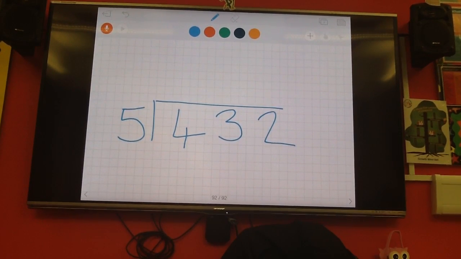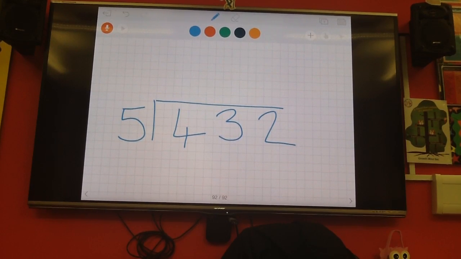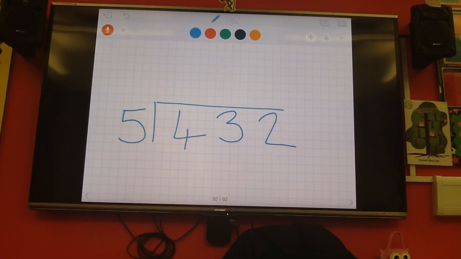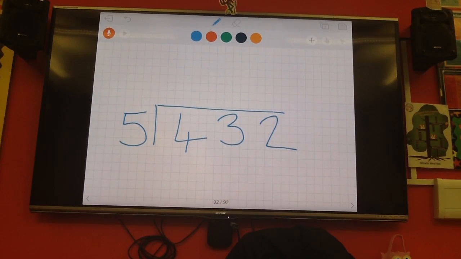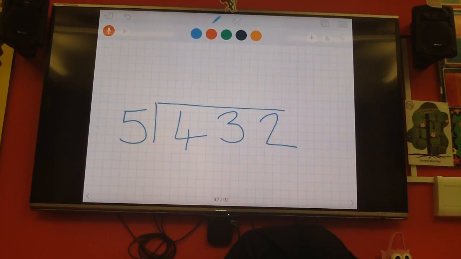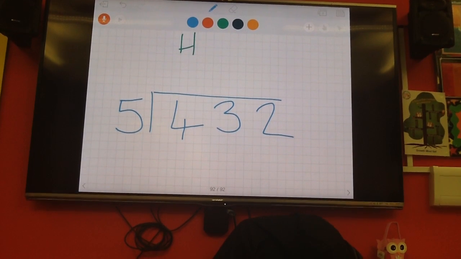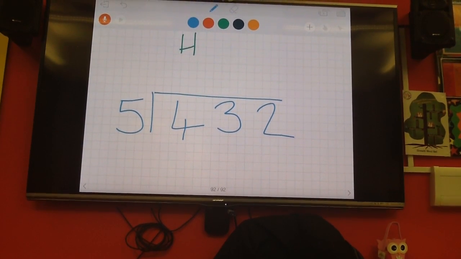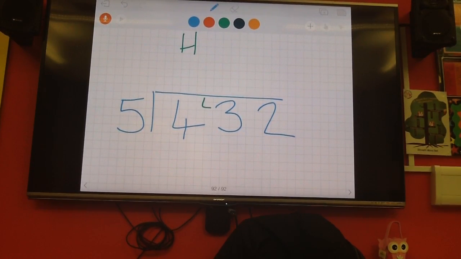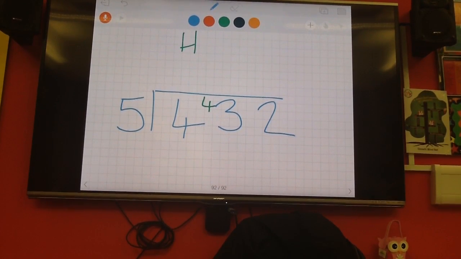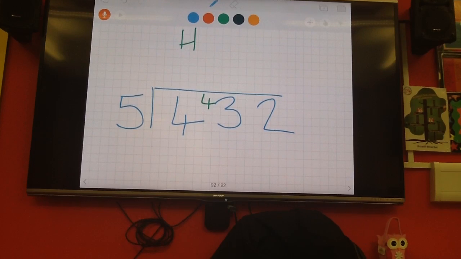Sometimes the sums can get a little bit more complicated, where there are remainders left over. So looking at this sum, where you've got how many 5s fit into 432, or 432 divided by 5. In this example, we would ask, how many 5s fit into the 4 in the hundreds column? In this instance, we cannot do this, so we move the 4 over to the tens column. So we're now looking at how many 5s fit into 43.